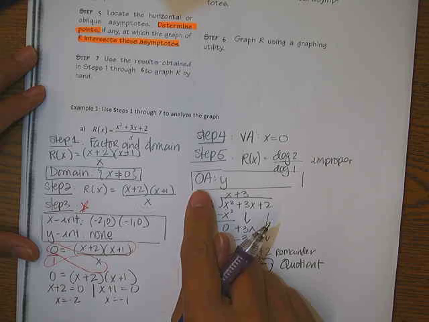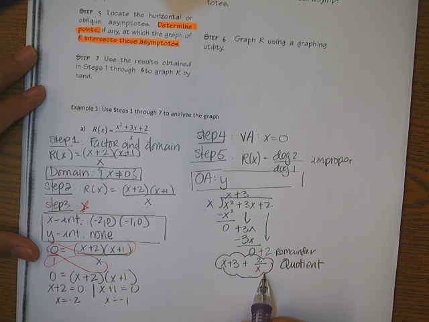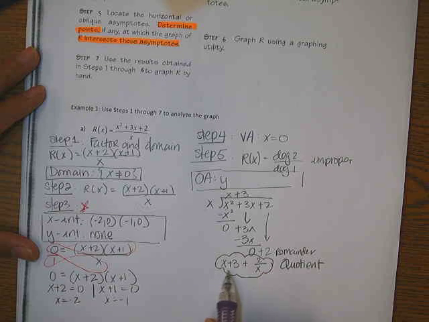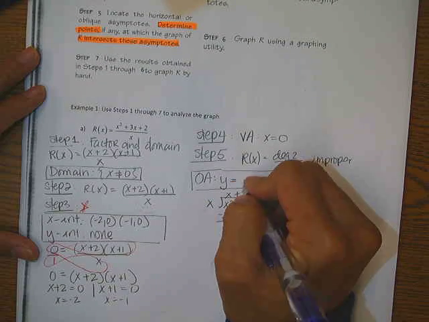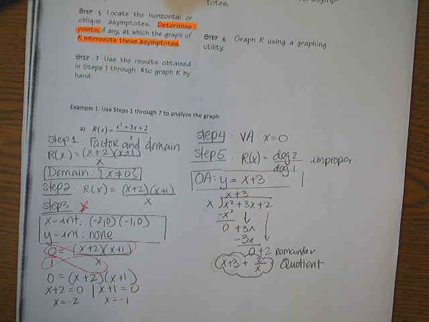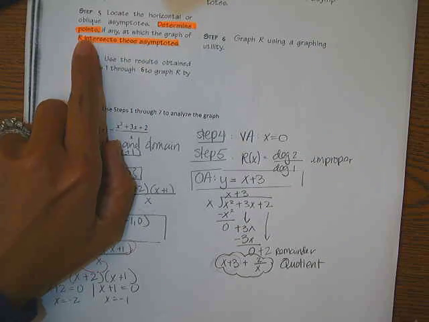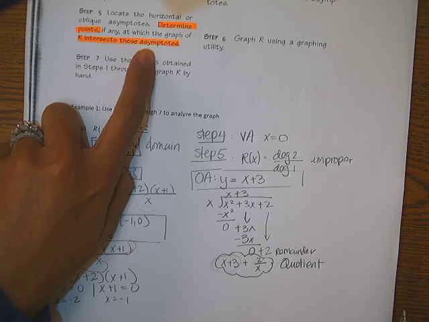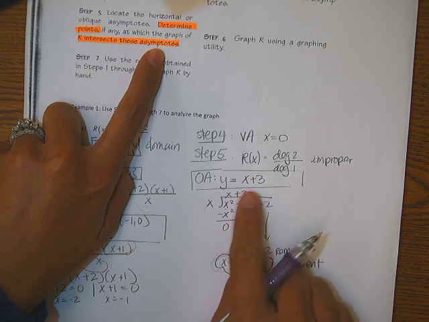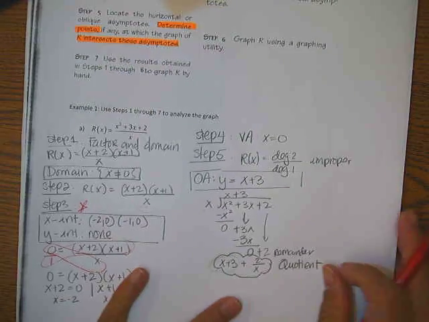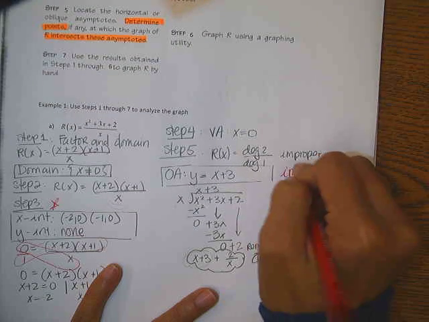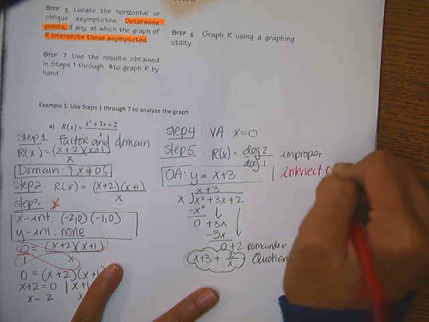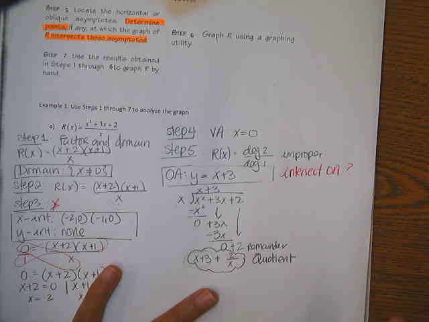But in our oblique, remember, when x gets really, really big, the remainder is not as significant. So we only take this piece right here. So our oblique is going to be y equals x plus 3. Okay. So now the next piece is determine points, if any, at which the graph of R intersects these asymptotes. Well, we only have one, which is oblique. So now the next question is: does R intersect the OA? Question mark. Okay, we have to find it.